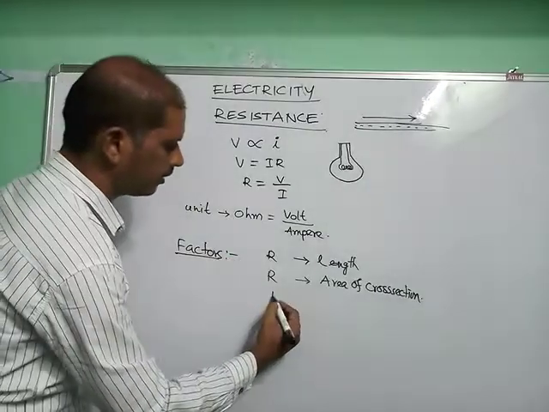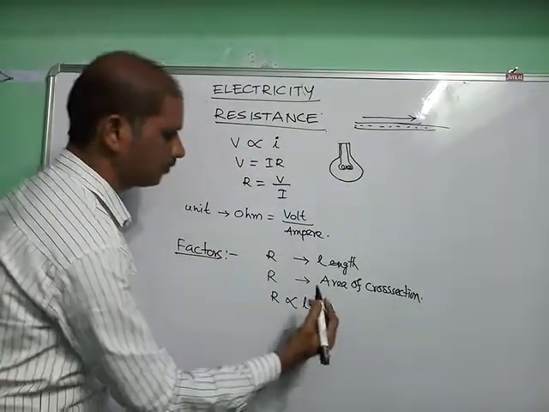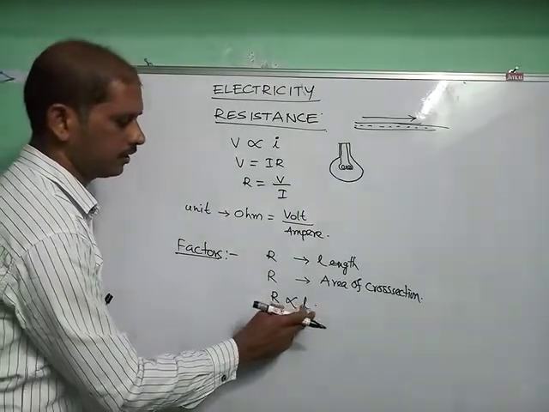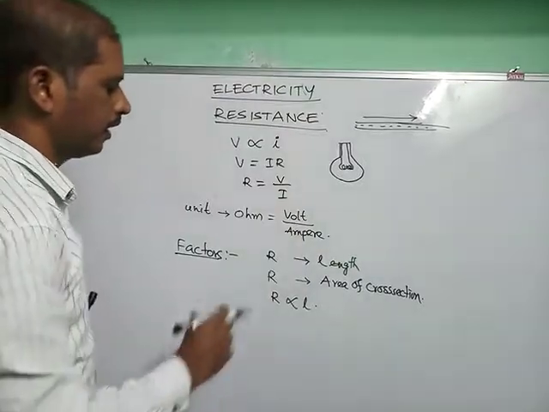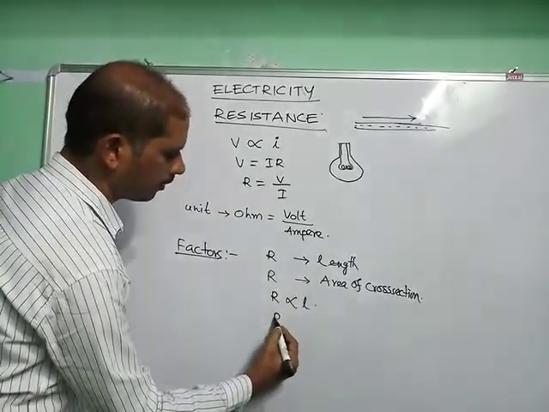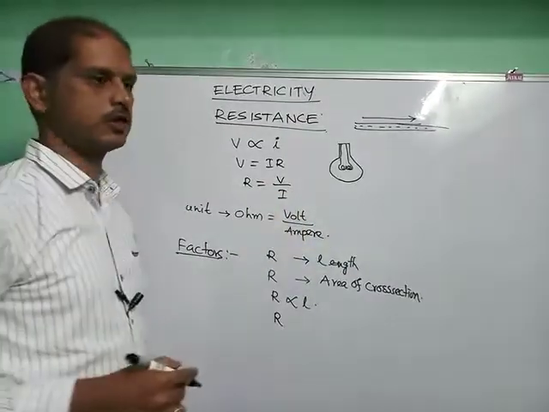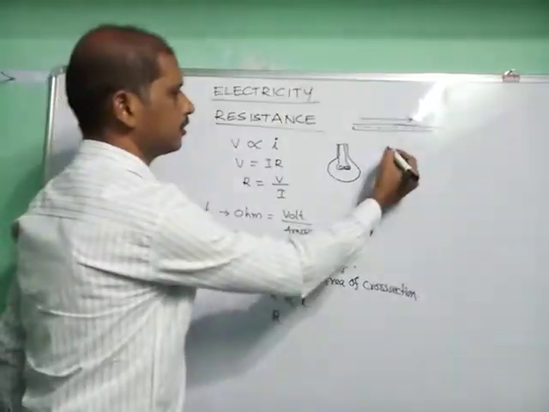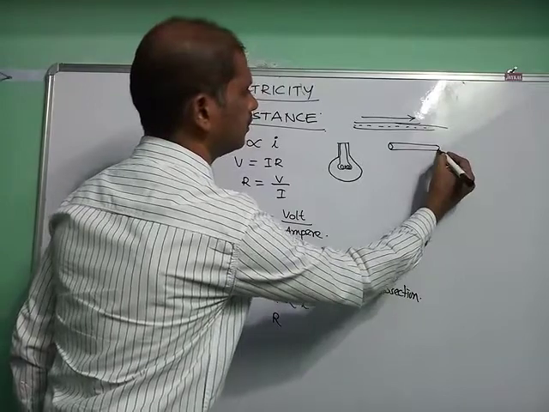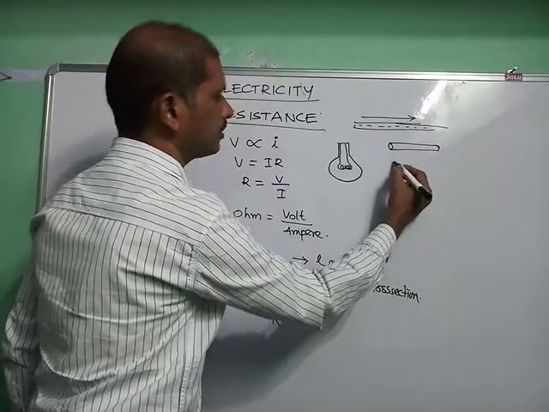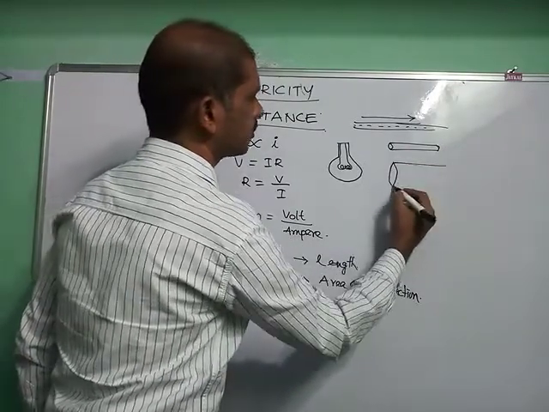So we can write R is directly proportional to L. Resistance and length of the conductor are directly proportional to each other. And in another case, R depends on area of cross section also. Area of cross section is nothing but thickness. For example, this is a conductor, and this is its thickness. This is another conductor, and this is its thickness.